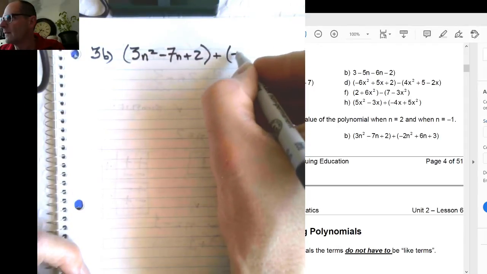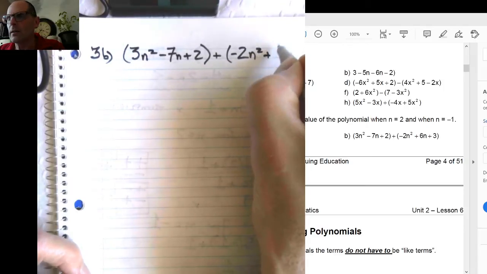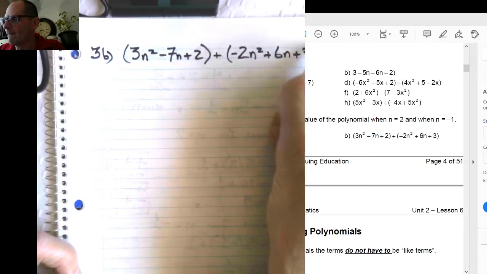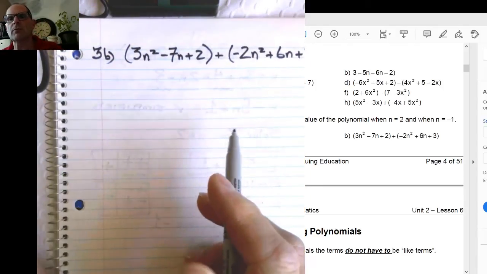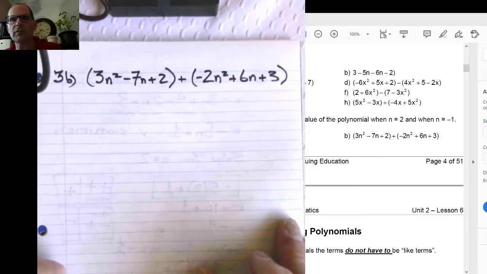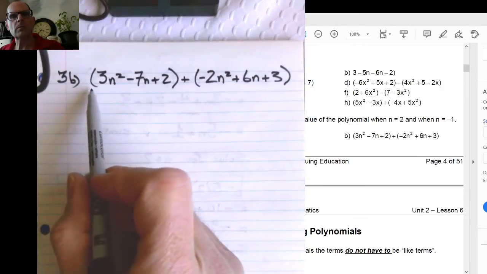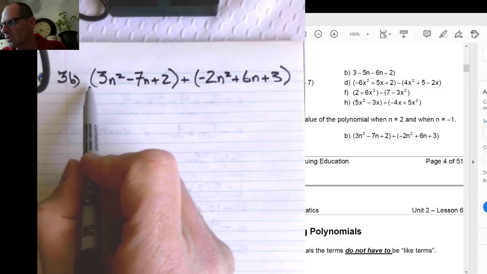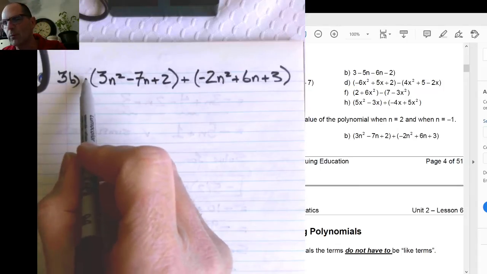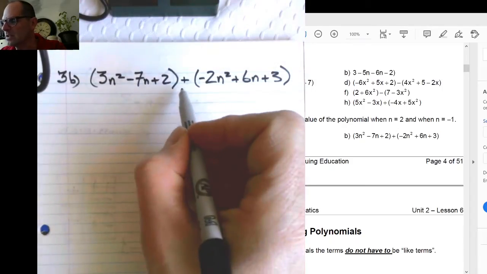And in the second one, bracket -2n squared plus 6n plus 3. So again, the question's asking us to both simplify and then substitute values in to solve this polynomial expression. With these simpler first expressions that they're giving to us, we don't have to worry about anything in front of this bracket, so this is going to open up and the terms will all just fall down here into the next line pretty easily.